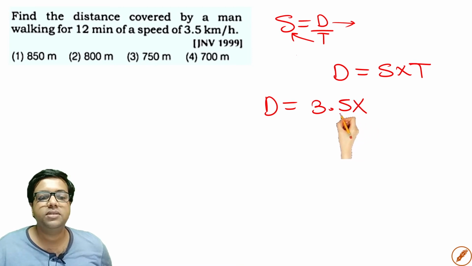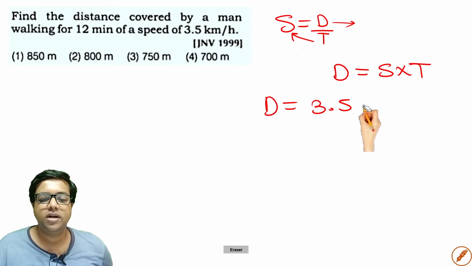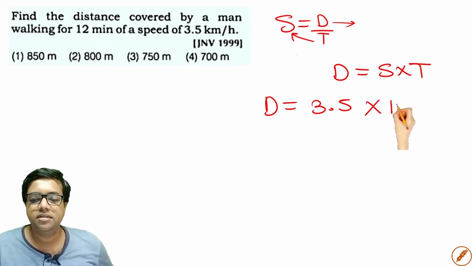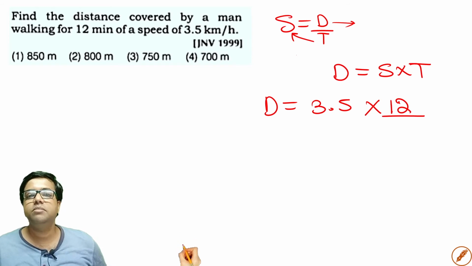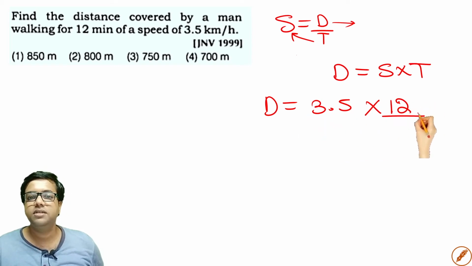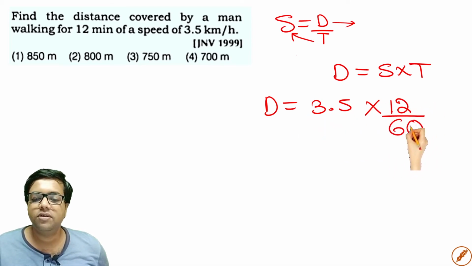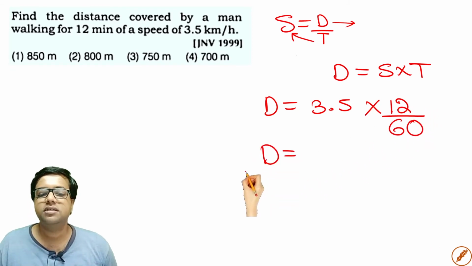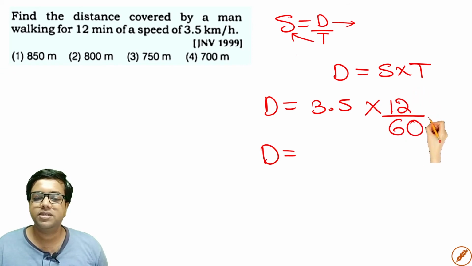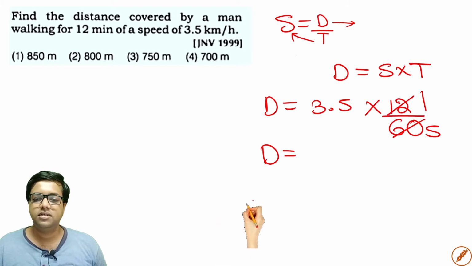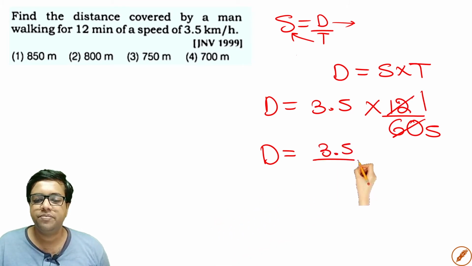Whenever something is in kilometer per hour, let it be in kilometer per hour. But the time is in minutes. Both the units must be in the same form. So I will divide the 12 minutes by 60. That will become hours, so that we can get the distance. So what is the distance you will get here? 12 ones are 12, 12 5s are 60. 3.5 by 5.